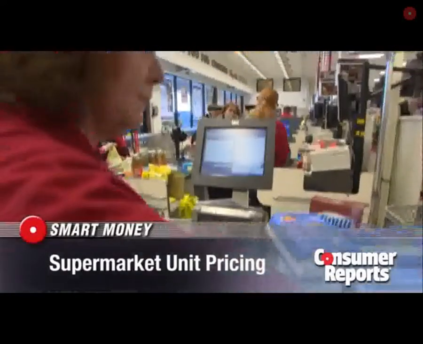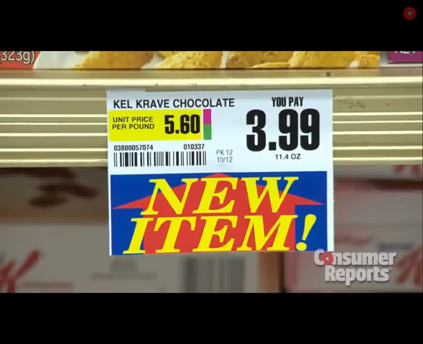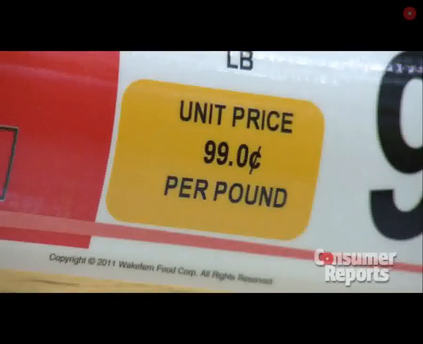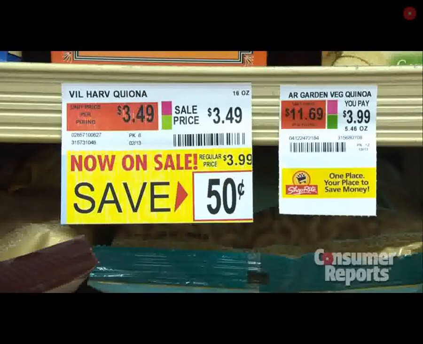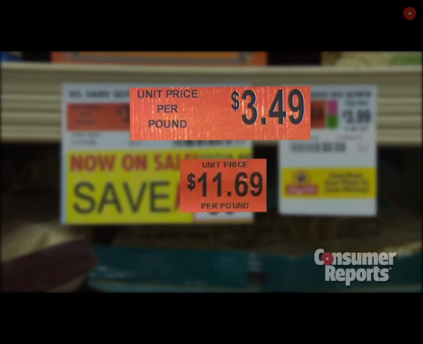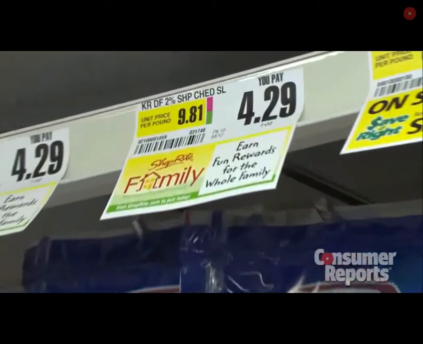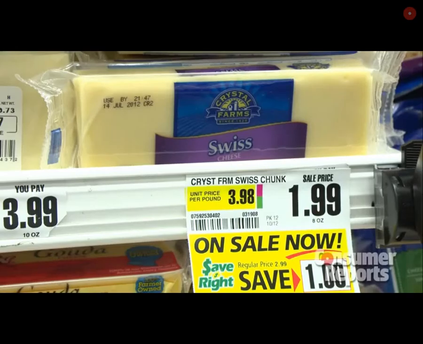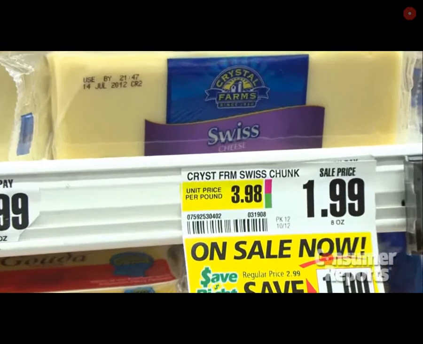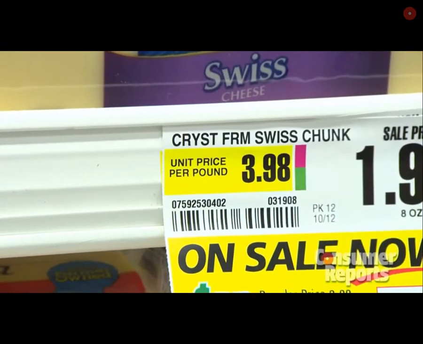Who isn't looking to save at the supermarket? This little unit pricing label ought to be your best friend. Good ones make it easy to compare prices. The unit price on the left shows quinoa that cost $3.49 per pound, but the one on the right cost $11.69 per pound, 3 times as much. And this sliced Swiss cheese costs $9.81 per pound. Compare that to the unsliced that cost $3.98 a pound, almost a $6 difference.